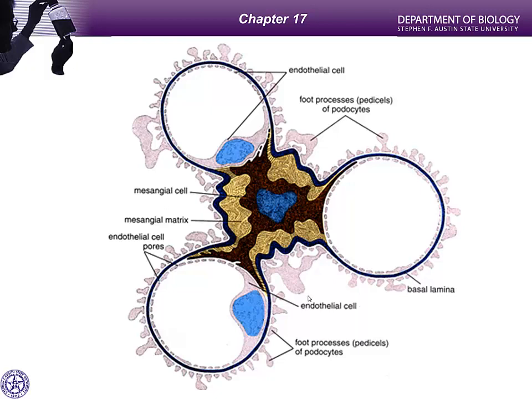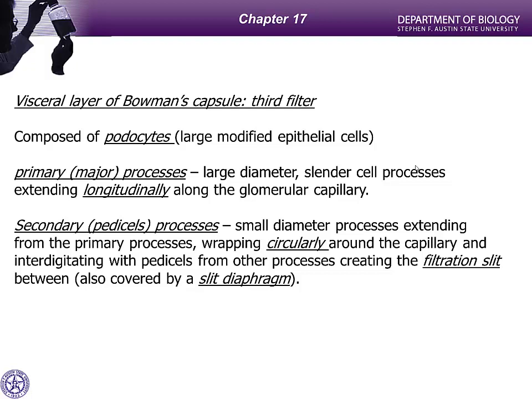So our first filtration step, remember, the pores of our endothelial cells. The second filtration mechanism, that's going to be our basal lamina with its charge filtration step and its sizing filtration step. That's all part of the function of the basal lamina. And we have a third filtration step, and these are going to be the podocytes. Now, they call them podocytes because they have these foot-like processes.